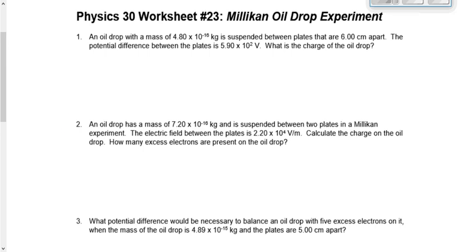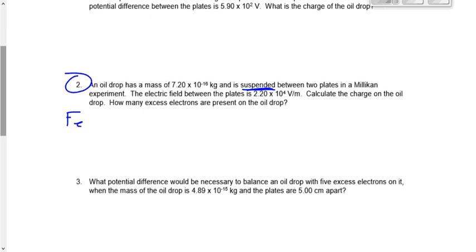Okay, let's have a look at number 2. It says an oil drop has this mass. It's suspended. Again, that's the key word here. It's suspended. That means our forces are going to balance out here. Fe equals Fg, not Fe equals Fm. That would be the velocity selection chamber of the cathode ray tube. This is the oil drop experiment. Fe equals Fg. qE equals m times g.